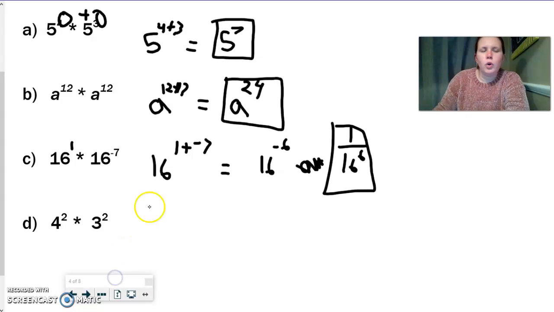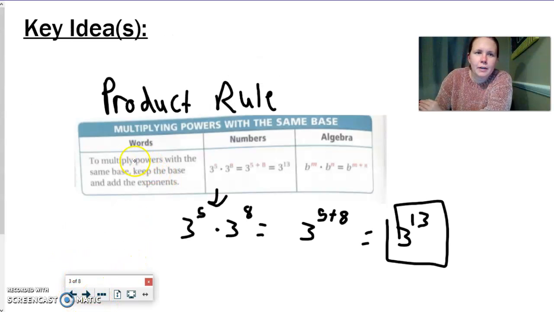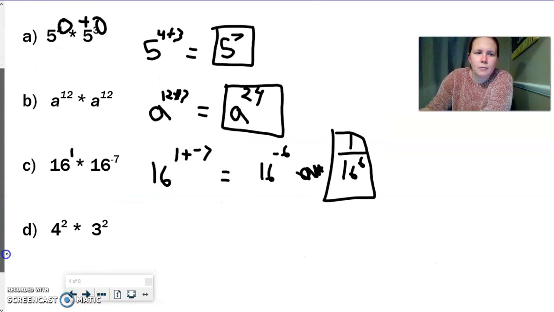And then the last one, I have 4 squared times 3 squared. In this case, the definition of my rule said to multiply powers with the same base. In this case, I have a base of 4 and I have a base of 3. So what happens in this case is this rule does not apply. So what you can write is cannot solve or no solution.